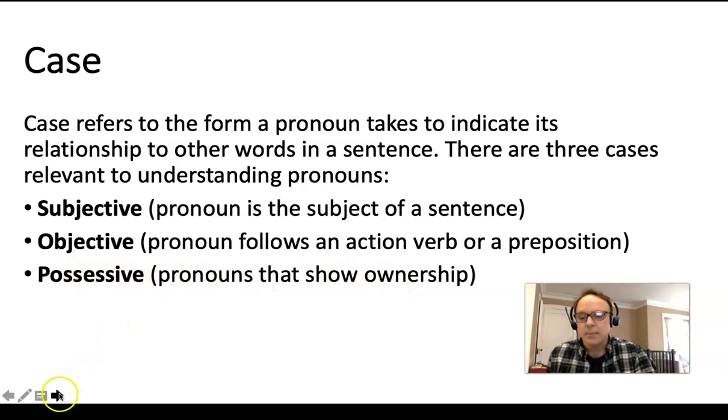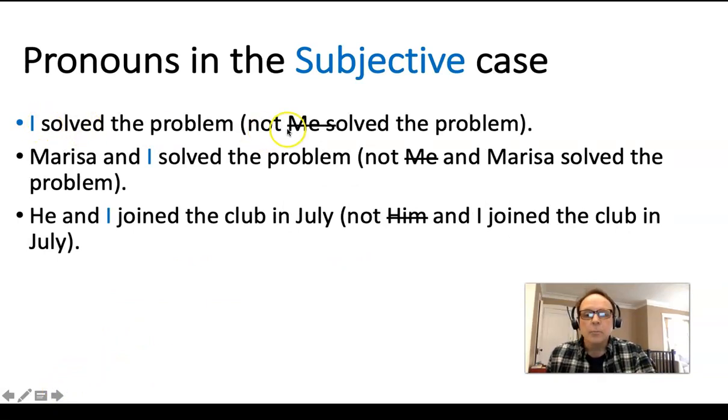So let's look at an example of how that would look. I solved the problem, not me solved the problem. And again, you might say, well, I can hear that, but there is a grammar rule behind it. The reason we don't say me solved the problem is because I is a subject pronoun. I is the subject. But if the problem was solved by me, that sounds perfectly right, because me is an object pronoun. So this is all kind of complex grammar, but it's one of the most common things that's misused, especially who and whom.